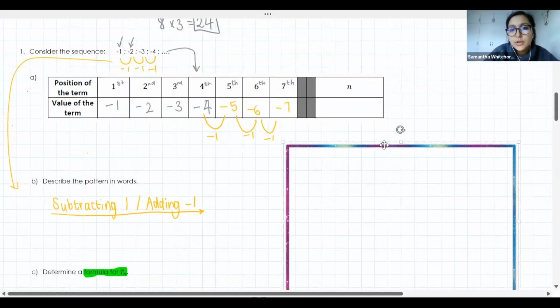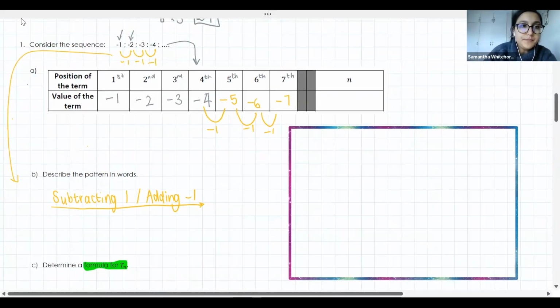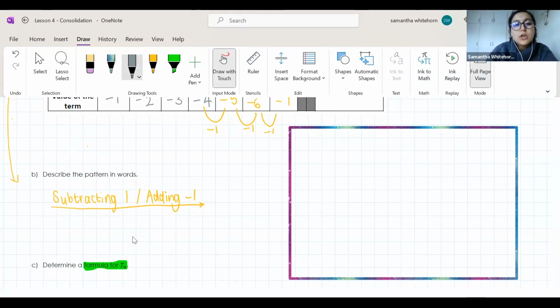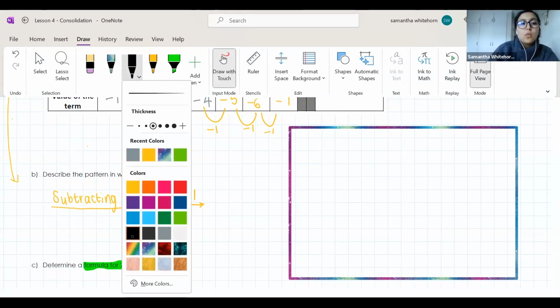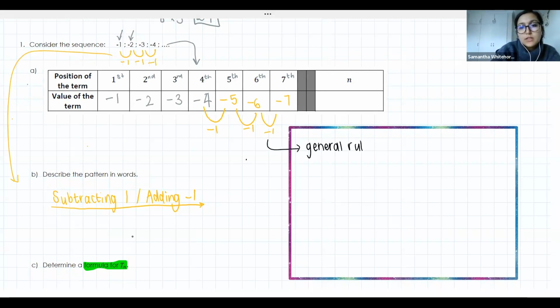All right, so we know how to find a general rule. We've been doing that for quite a while now. That hopefully is not anything too new. So what we're going to do is start off by finding our general rule the way we usually do it. So if we just look for our general rule, we know that this is essentially taking our input values.